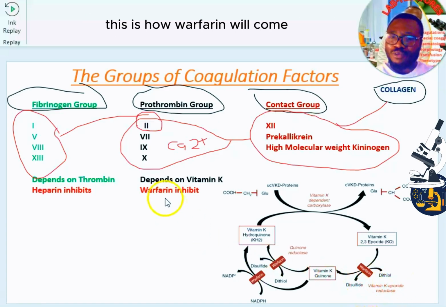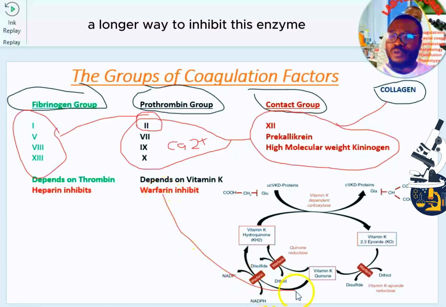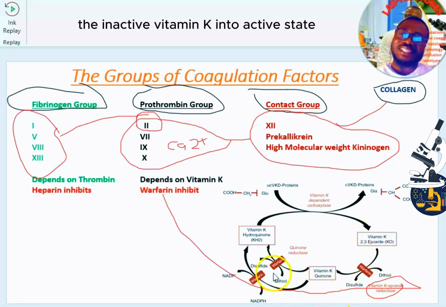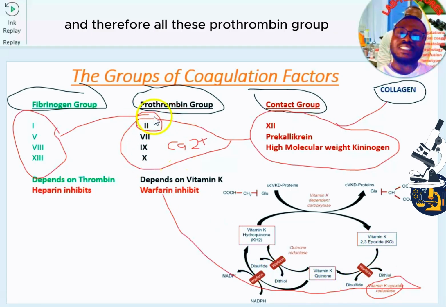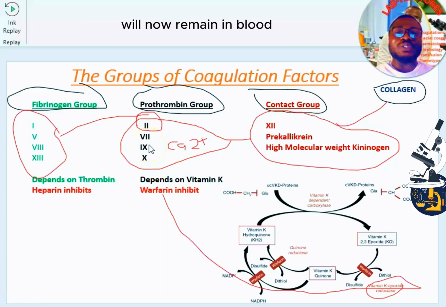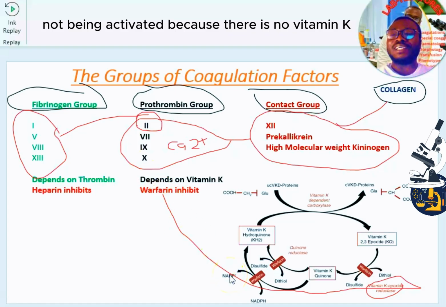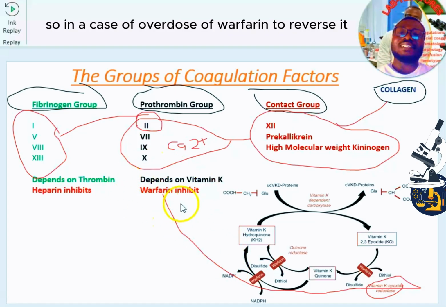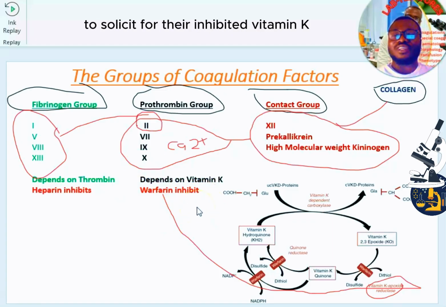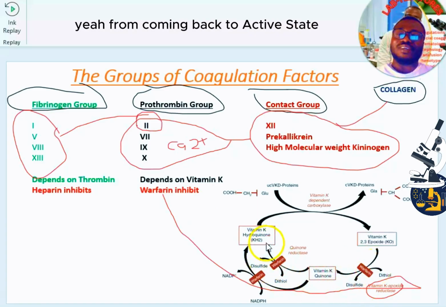This is how warfarin works: it inhibits this enzyme, making it unable to convert the inactive vitamin K into the active state, and therefore all this prothrombin group, which requires vitamin K to be activated, will now remain in the blood, not being activated because there is no vitamin K. So in a case of overdose of warfarin, to reverse it, sometimes they prescribe vitamin K as a supplement to overcome the inhibited vitamin K, to bring it back to the active state.